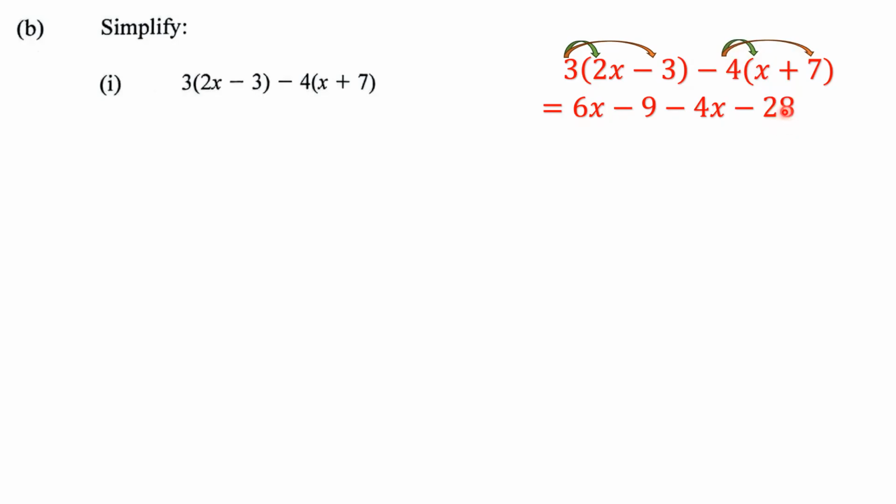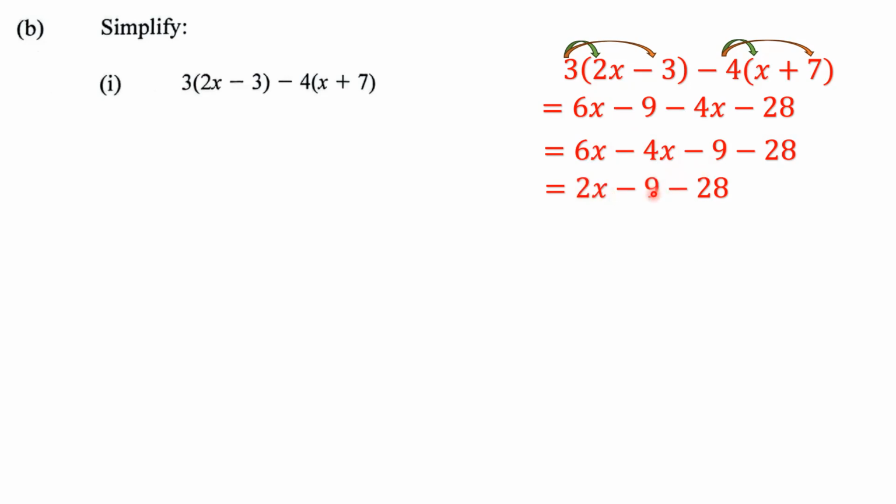Now we have to combine the like terms. So we have 6x and negative 4x. We combine them, put them together. And then we have negative 9 and negative 28. We combine them together because they are numbers. The terms that have x in them, we put together, and the terms that are just numbers, we put together. So 6x minus 4x is going to be 2x.